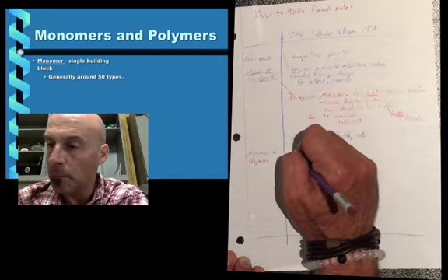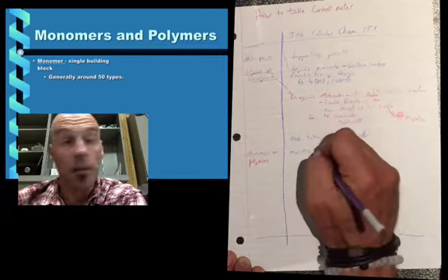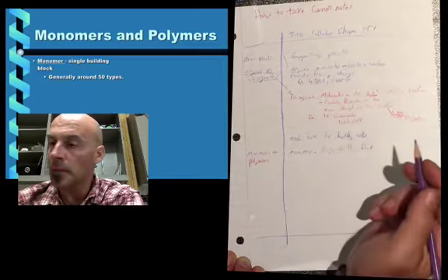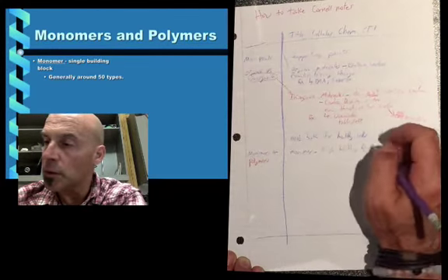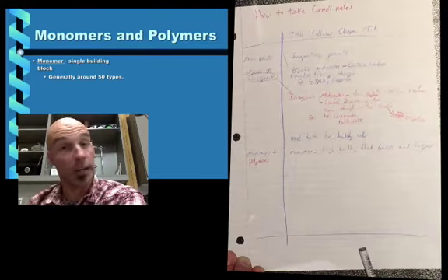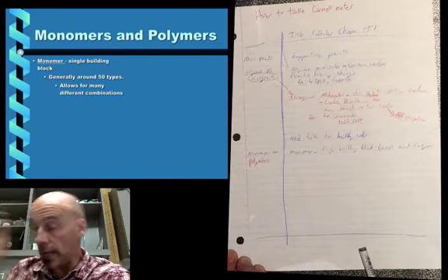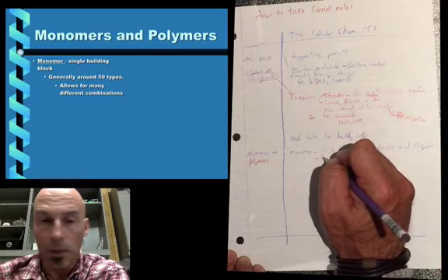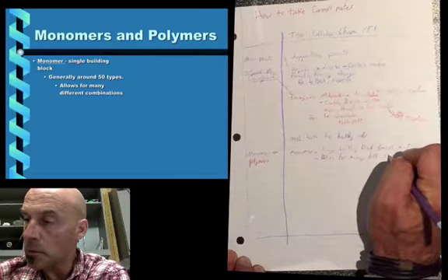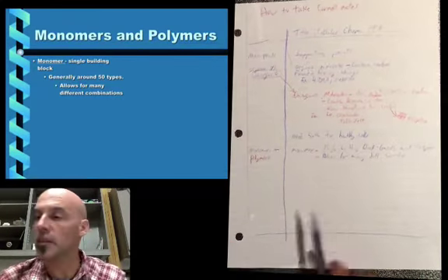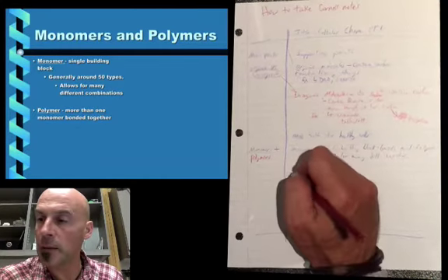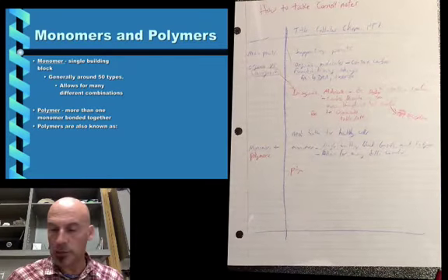Monomers is a single building block. And generally around 50 types. And again, my writing is horrific, so yours is going to be a lot better. And then you can take it down from there: allows for many different combos. So basically what you're looking at here is just going to be an outline. As the slides go on, the next thing is going to be polymers. So this is going to be red, polymer, add the information, etc., etc., etc.